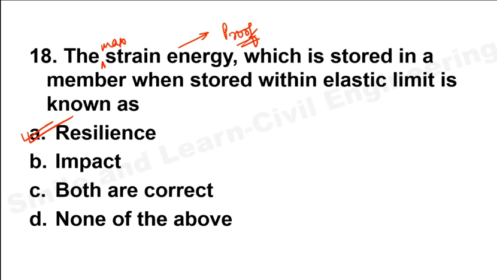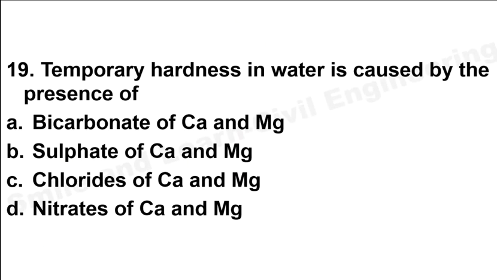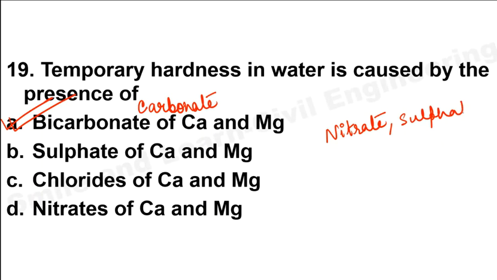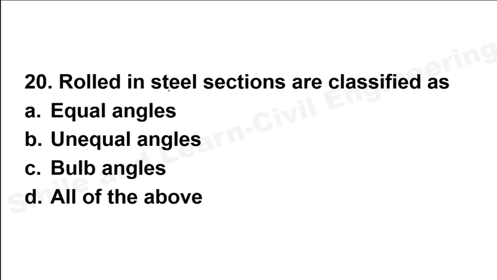Okay. Next question, temporary hardness is caused by the, we have discussed it so many times, bicarbonates and also the carbonates of calcium and magnesium. Therefore it is known as carbonate hardness, and non-carbonate hardness is caused by nitrates, sulfates, chlorides, all these cause the permanent hardness. So here option A is the correct answer. Next question, rolled steel sections are classified as equal angles, unequal angles and bulb angles both. So all of the above is the correct answer.